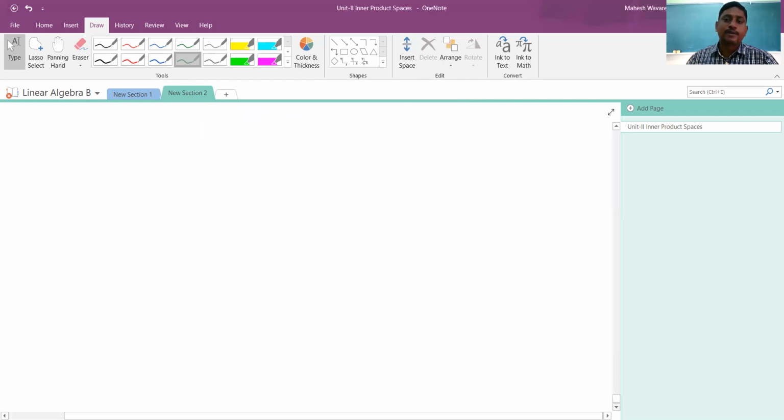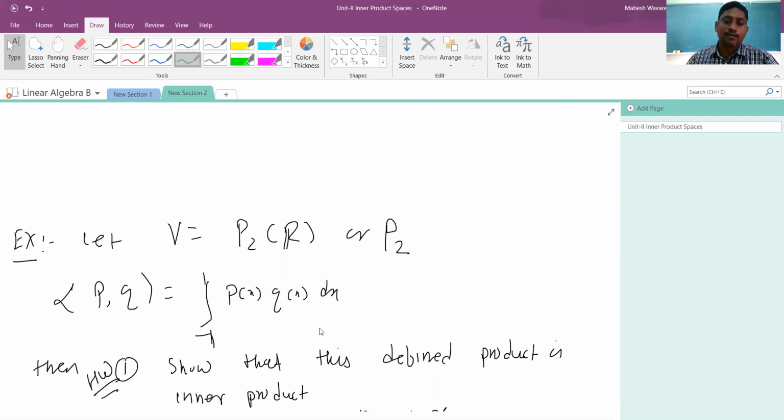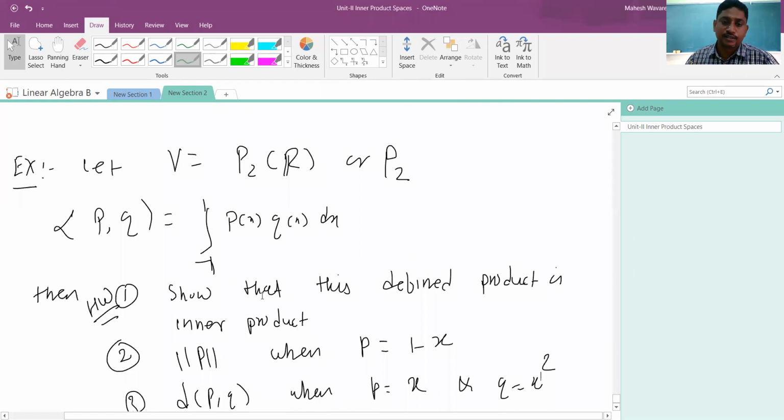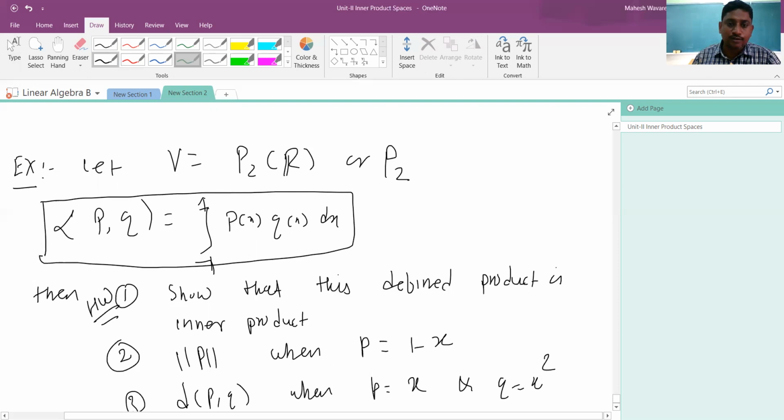It is easy to verify that this is an inner product. You have to show that it is symmetric, using integration. This product is defined by this formula. Whatever product you define here, you have to verify four conditions. The first condition is the symmetry axiom: the inner product of P, Q is nothing but Q comma P. Second is additivity. For that you need three elements: P plus Q comma R should be PR plus QR.